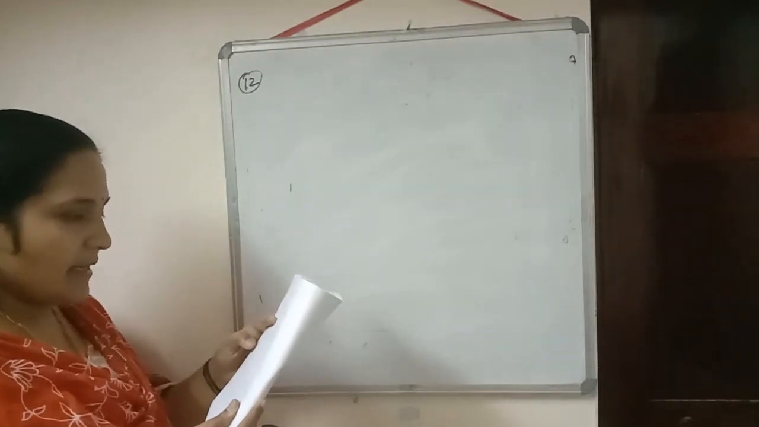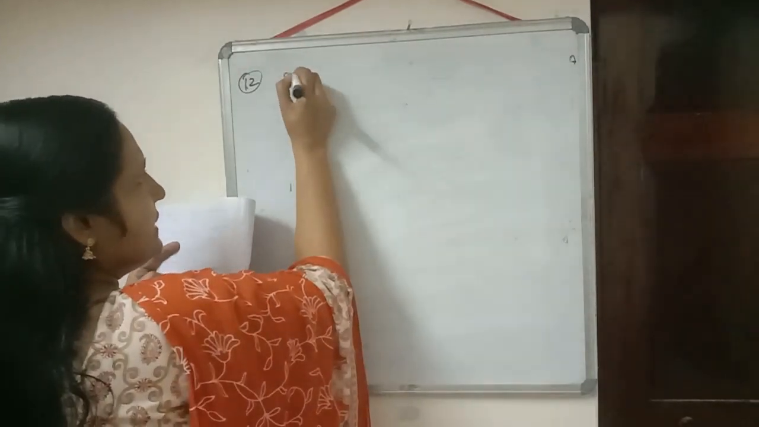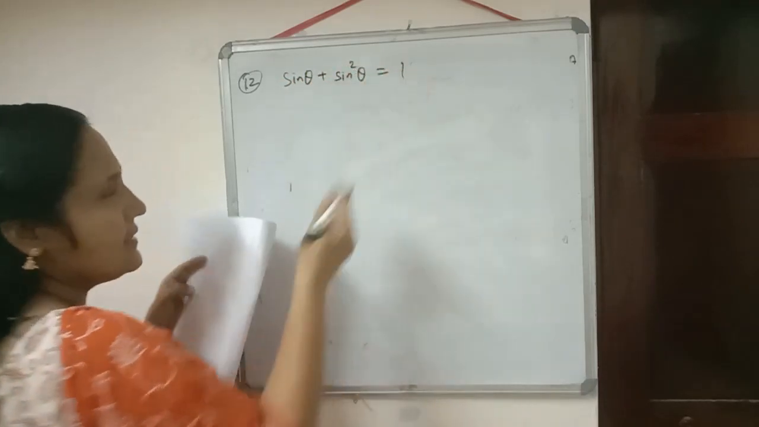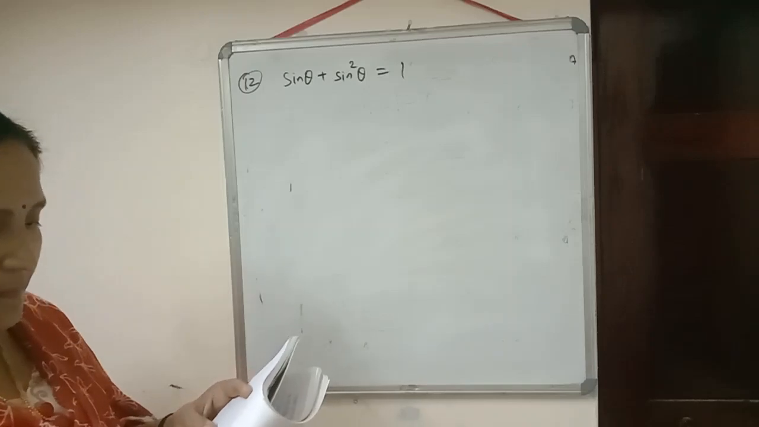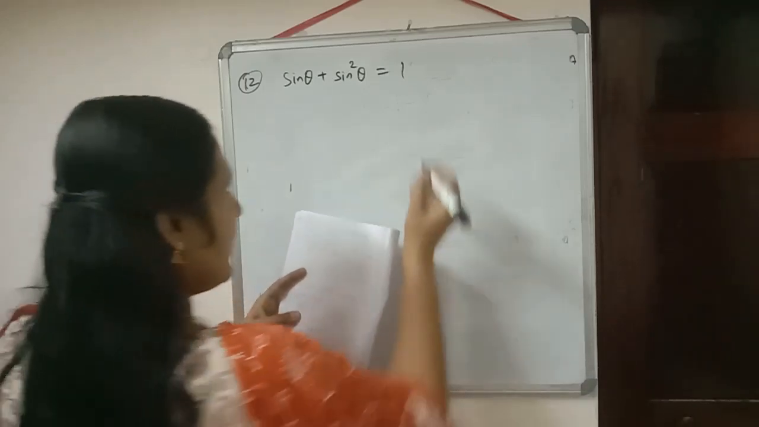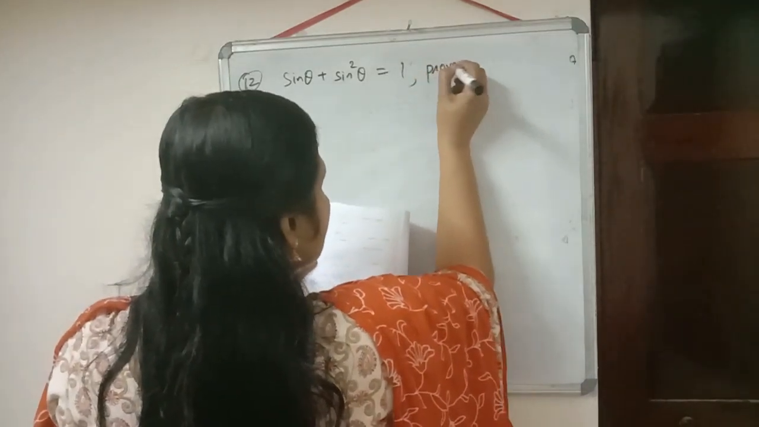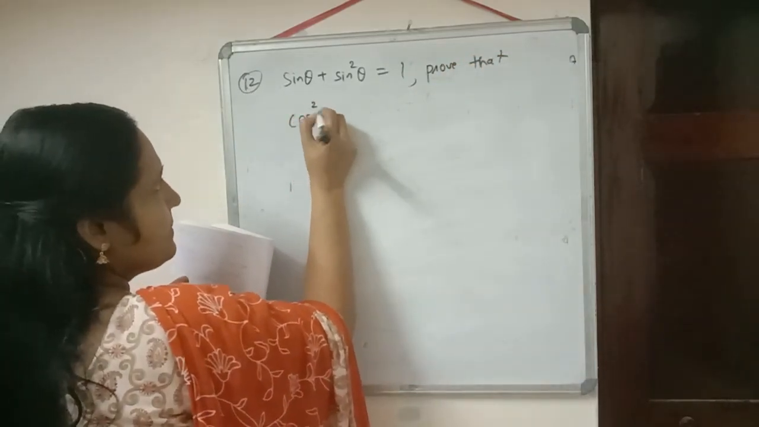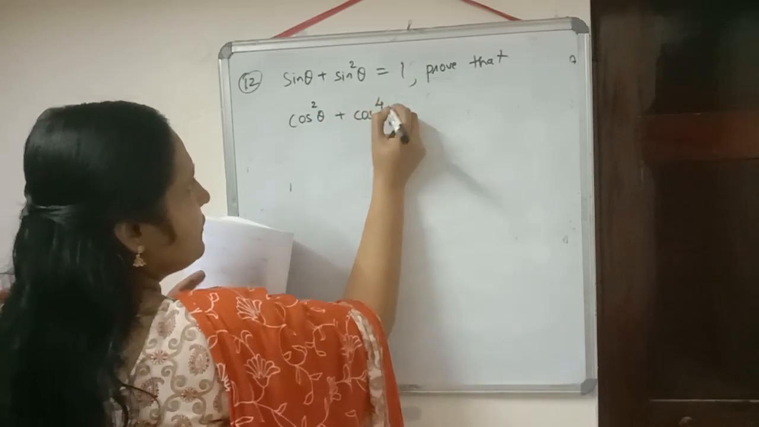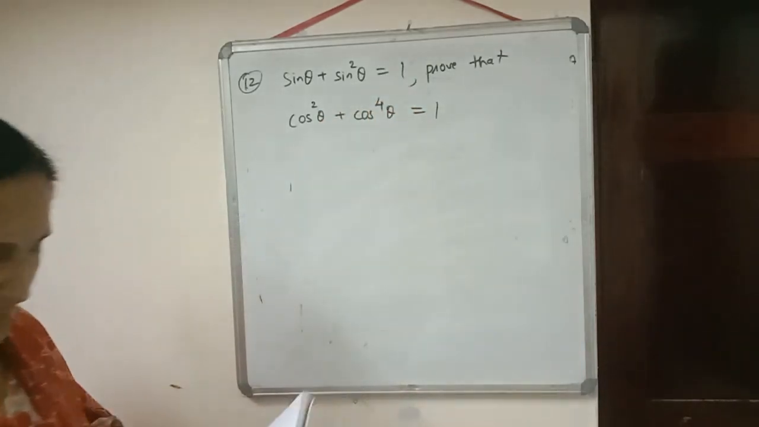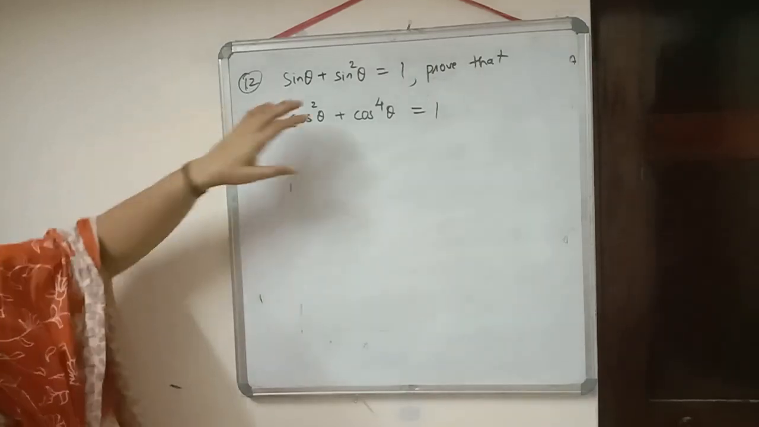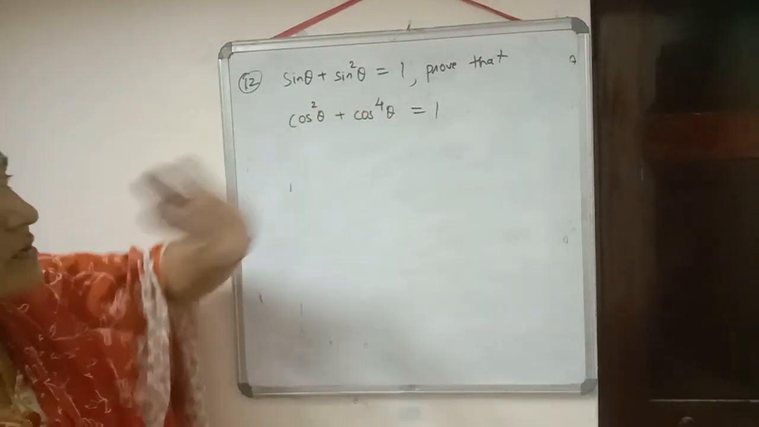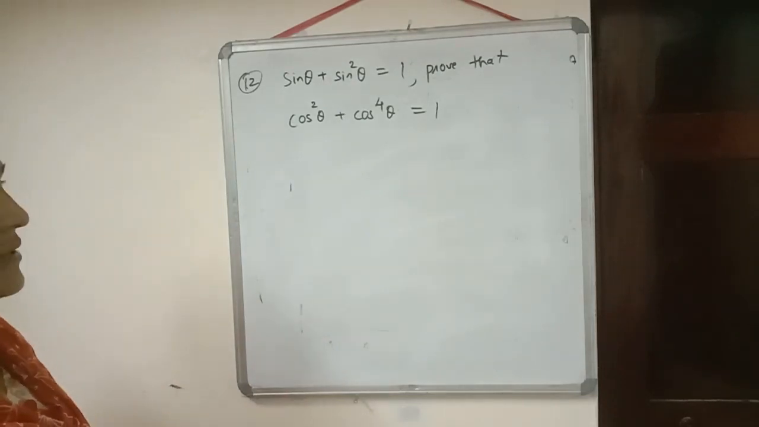Question number 12, write down: if sin theta plus sin square theta is equal to 1, prove that cos square theta plus cos raised to 4 theta equal to 1. Sin theta plus sin square theta is equal to 1 is given. We have to prove cos square theta plus cos raised to 4 theta is also equal to 1.